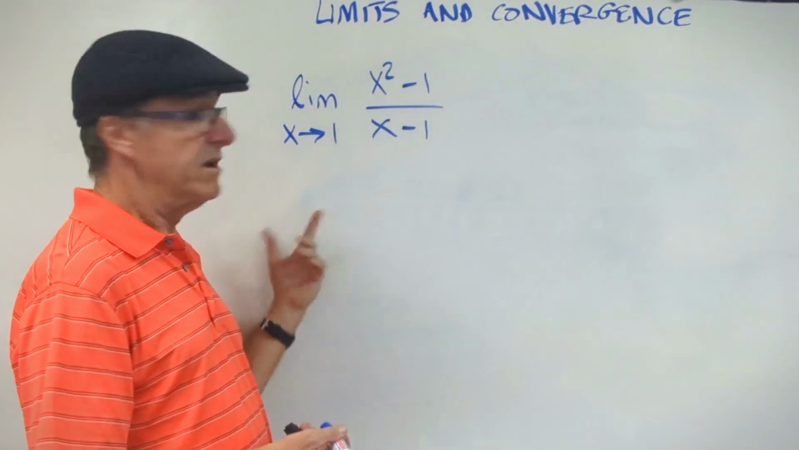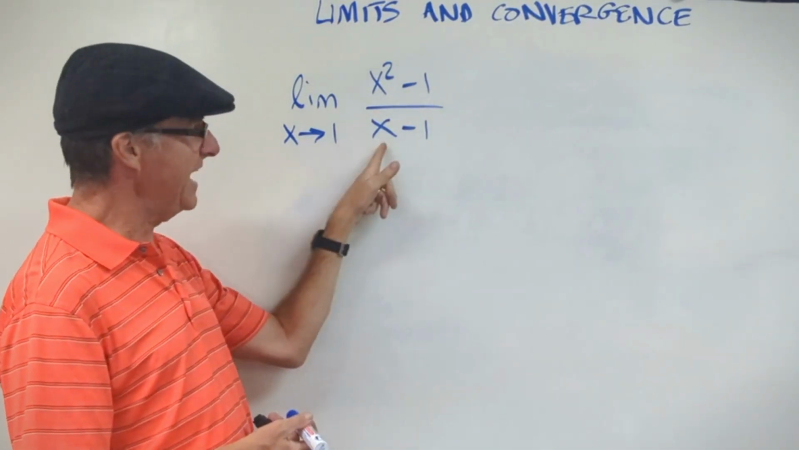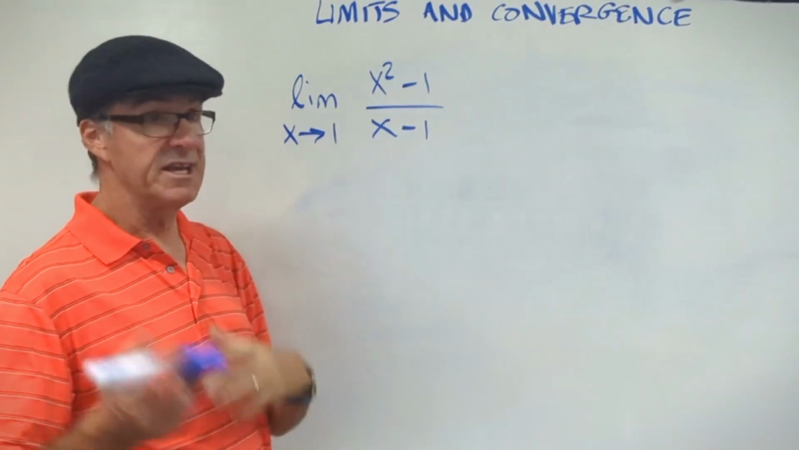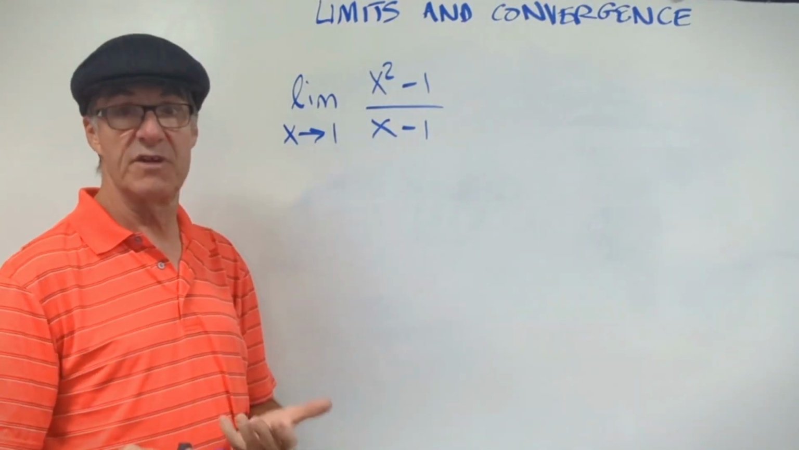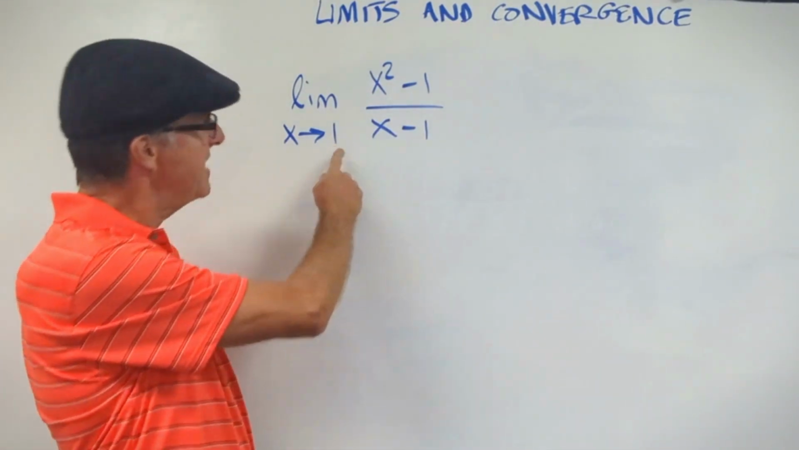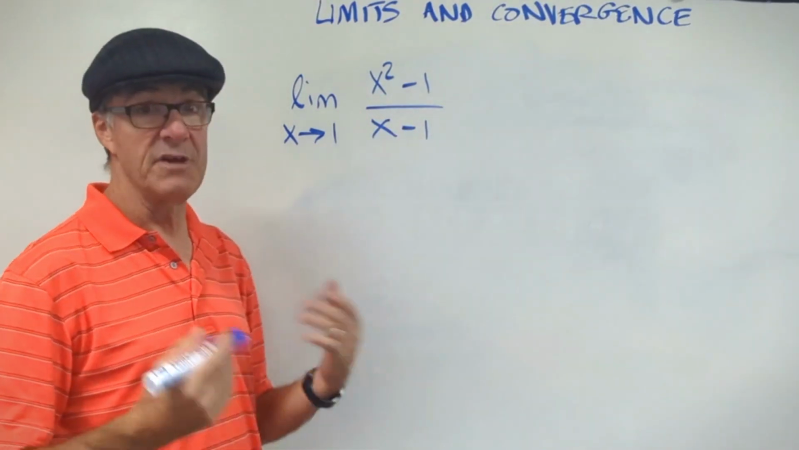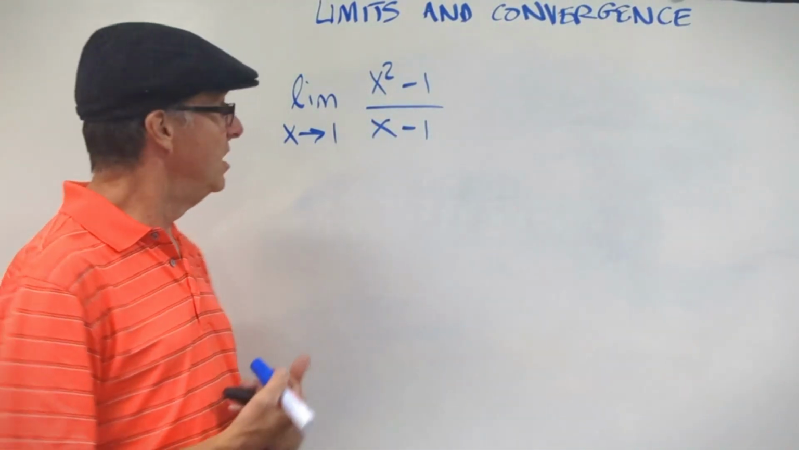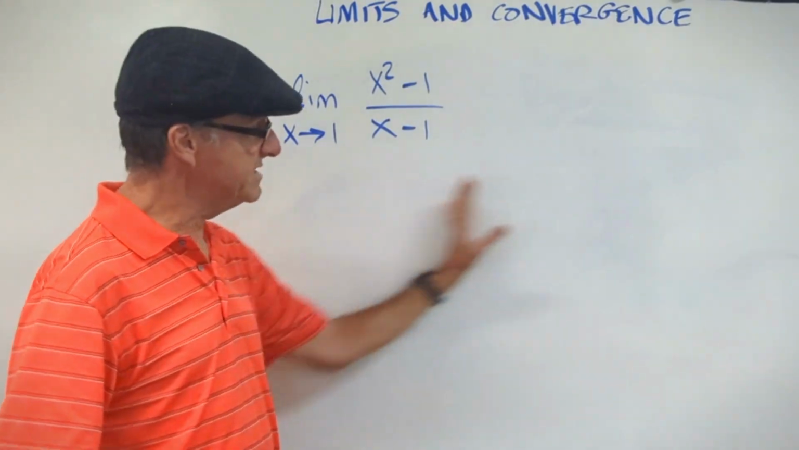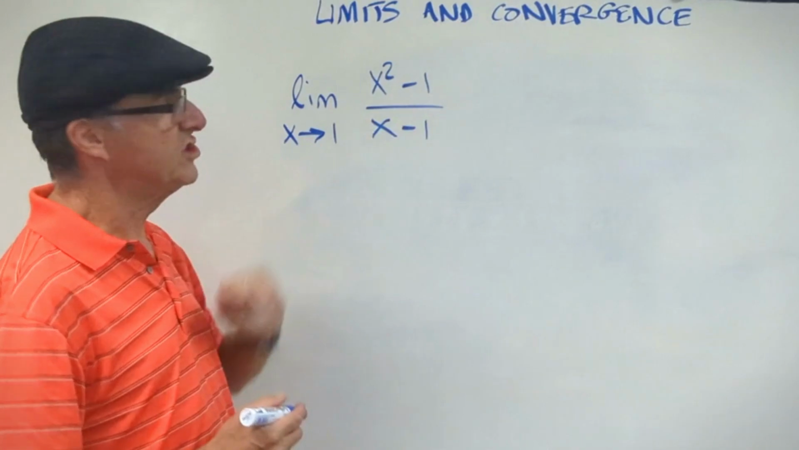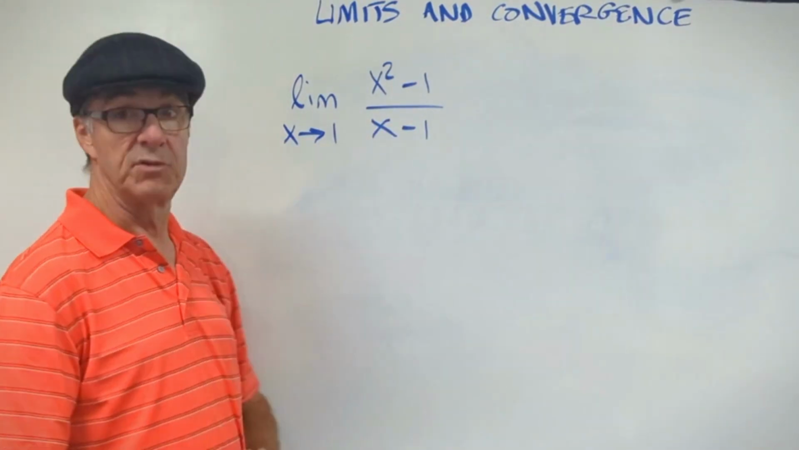Now check this out. As x approaches 1, I can't put 1 in here because then I'll have a divide by 0 problem. So I can't analyze this limit by what we call direct substitution, which is where I just put that number right in my function and see what I get. It's not going to work. I'm going to have an undefined function. So what I want you to do is pause the video, make a table like we did on that last one, and see if you can figure out what this function is approaching as x approaches 1.